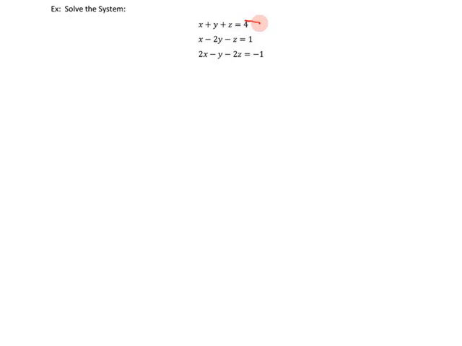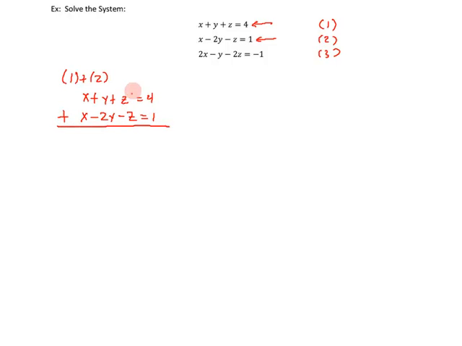Okay, so let's say, for example, look at the first 2 equations here. It's actually pretty easy here. If you look at equation 1 and equation 2, calling this 1, calling this 2, let's call this 3. If I add those together, what happens to the z? Immediately the z drops out. So if I took 1 plus 2, I get x plus y plus z is equal to 4. That's equation 1, plus equation 2, x minus 2y minus z equals 1. Add those together, I will eliminate the z variable. So I've paired these first 2 up and have eliminated the z variable.